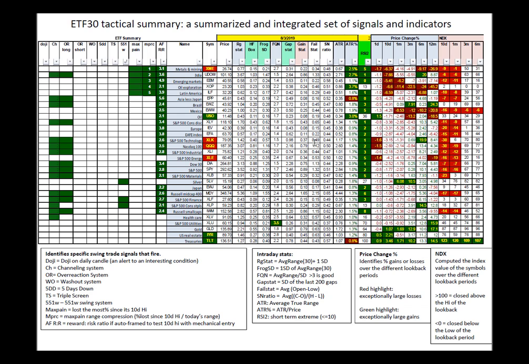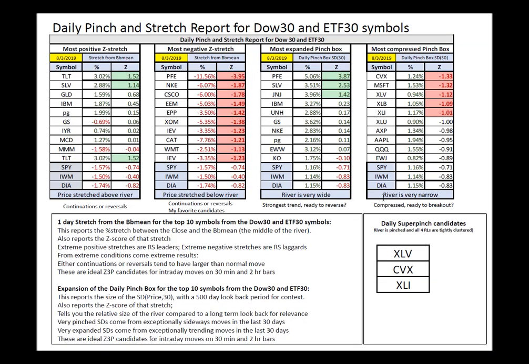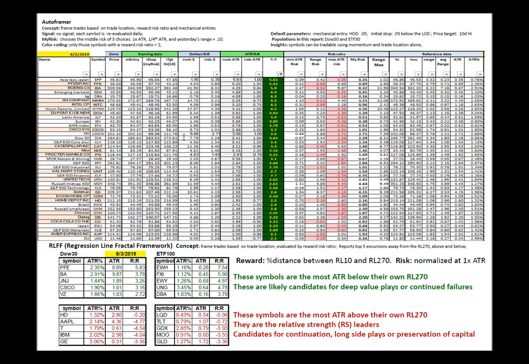The weakness from this last week may not even be over. I mean, that's really just the first wave, the first crack in the long-term view. So there's plenty of downside available if nobody steps in to buy this. Most of the Z stretches to the downside. Still a handful of pretty good compressed pinch boxes to choose from. Lots of auto framers and the regression line fractals.